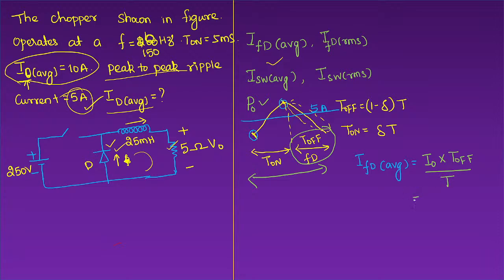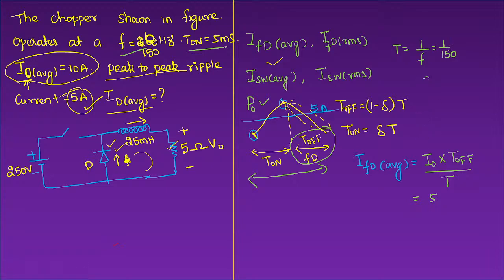Now it is very easy to calculate. Output current I naught is how much? It is 5 ampere, already given. Into, if you observe, on time is given, frequency is given. You know how to calculate delta. From frequency, we can calculate the fundamental time period because both are reciprocal to each other. So if I keep 1 upon 150, that will give you the value of the fundamental time period. Yes, of course, we can do that.